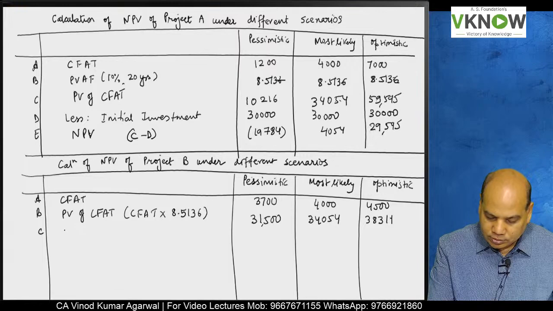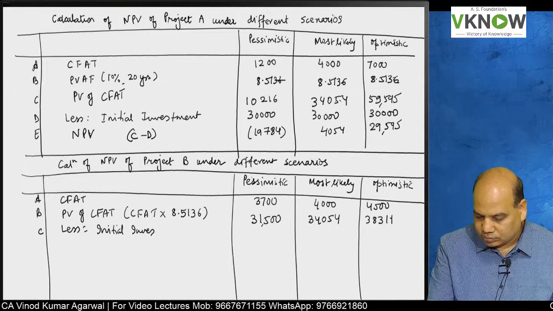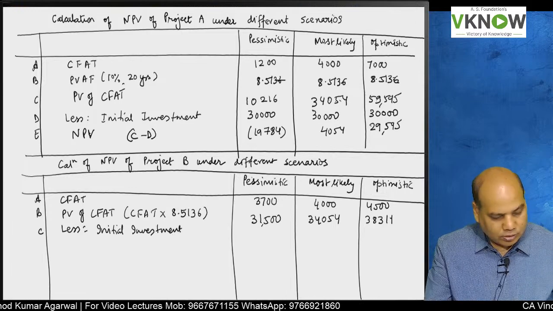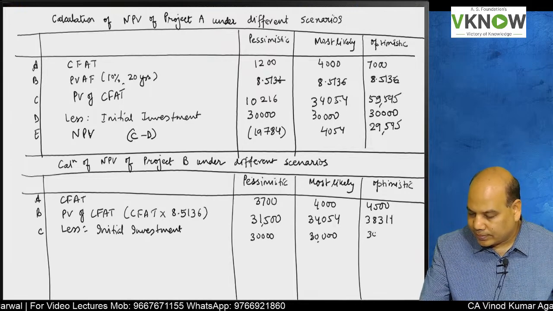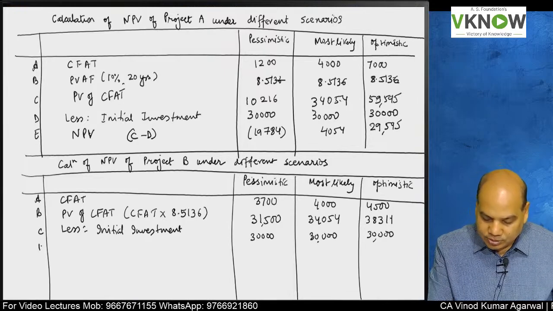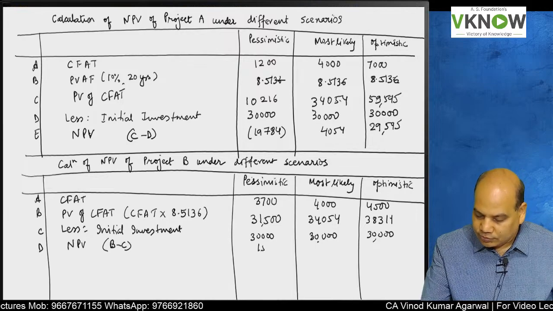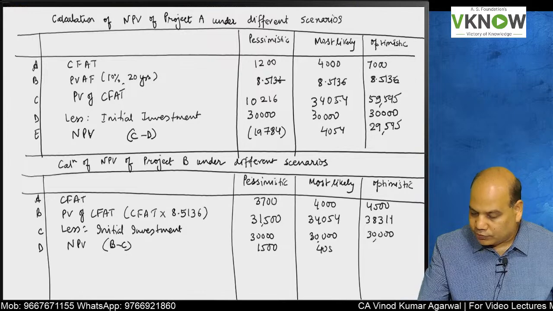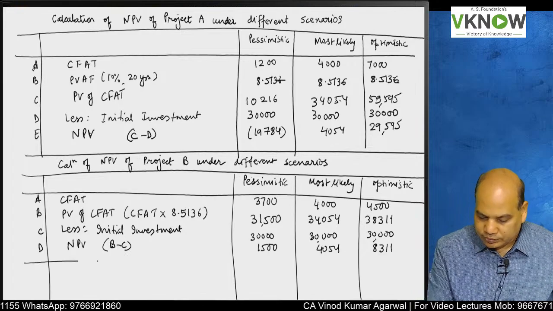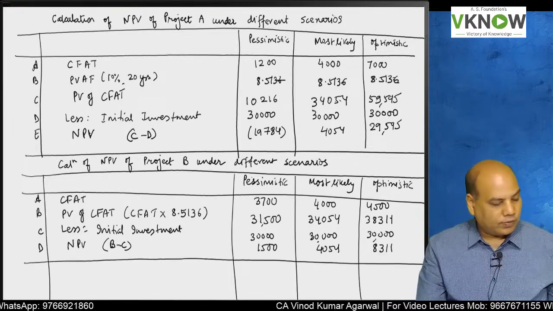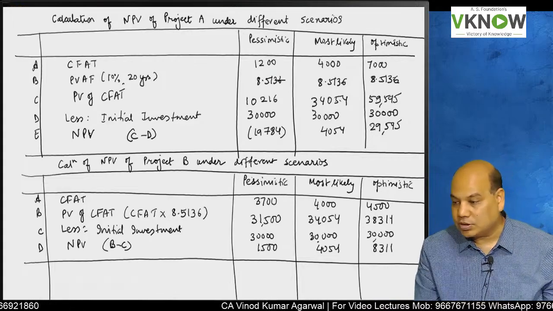Point number C, less initial investment. This is also 30,000. So point number D will be NPV, B minus C: 1500, 4054, and this is 8311. This is your first answer. Determine the NPV associated with each estimate for both the projects.